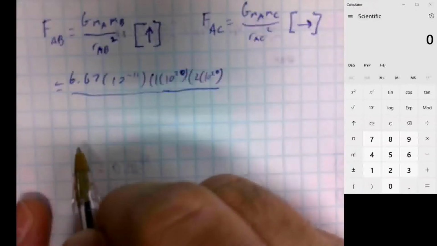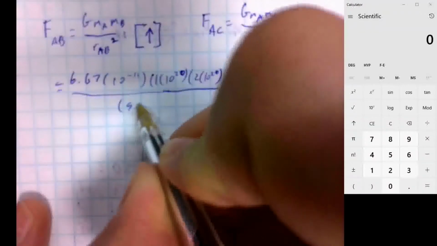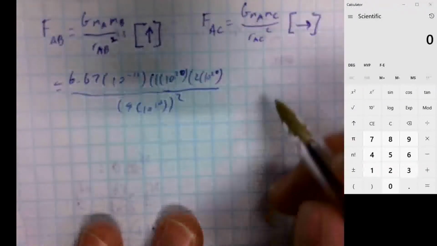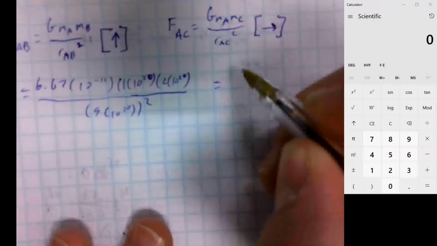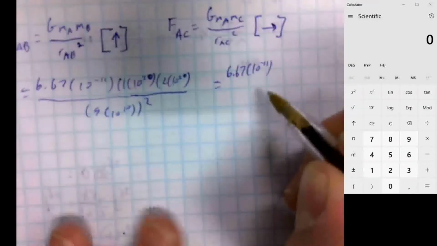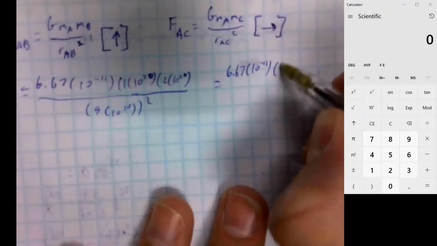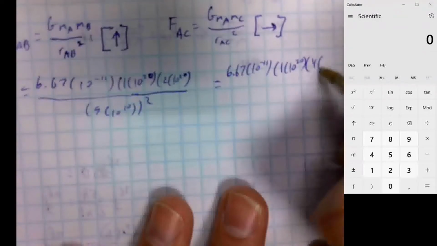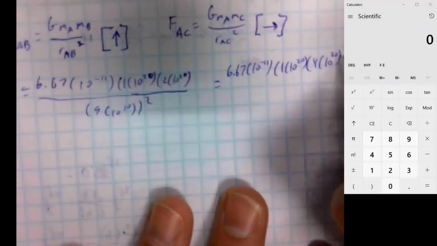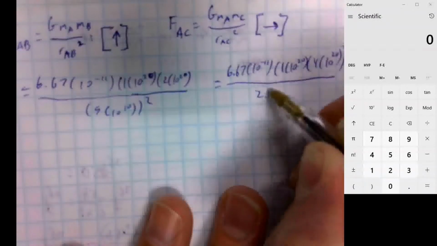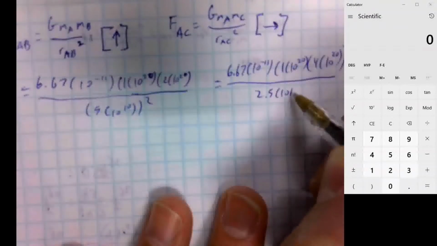Over our R_AB, which was, in this case, 5 times 10 to the 10 squared. On this side here, I ran out of space a little bit, 6.67 times 10 to the negative 11. 1 times 10 to the 20. 4 times 10 to the 20. Over the distance here, which is 2.5 times 10 to the 10.